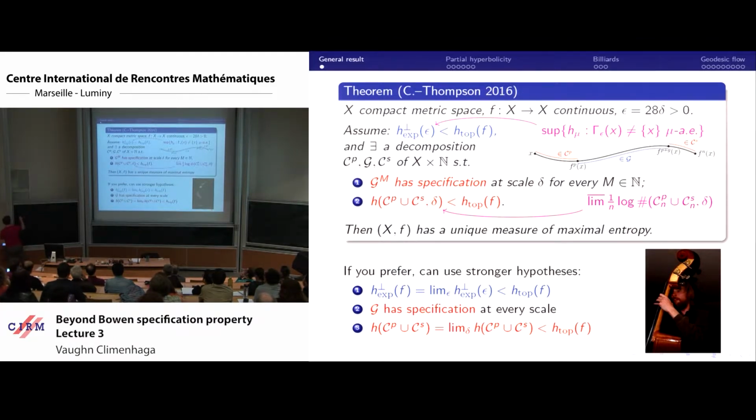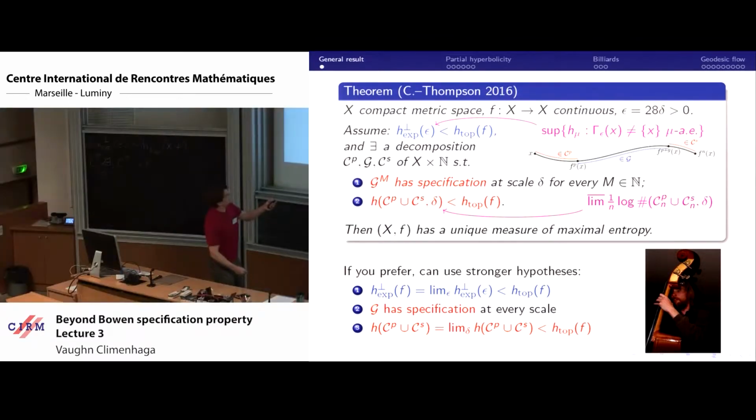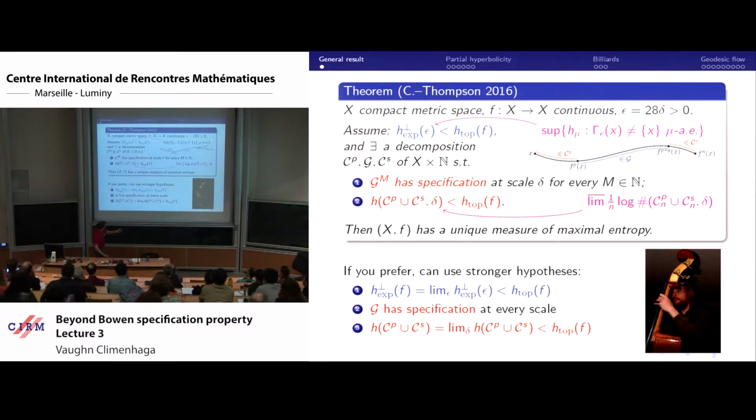So you need a collection of prefixes, a collection of good words, and a collection of suffixes with the property that first it is a decomposition, meaning that every orbit segment of your system can be turned into a good word, the thing in the middle, by first cutting a prefix from the front and a suffix from the end. So this needs to be a decomposition.